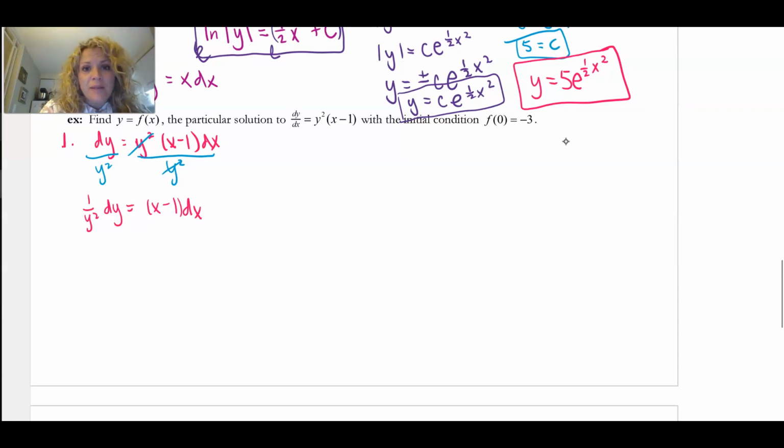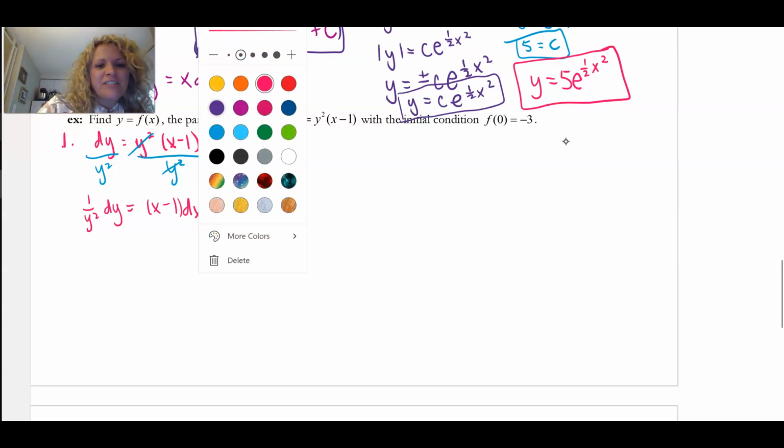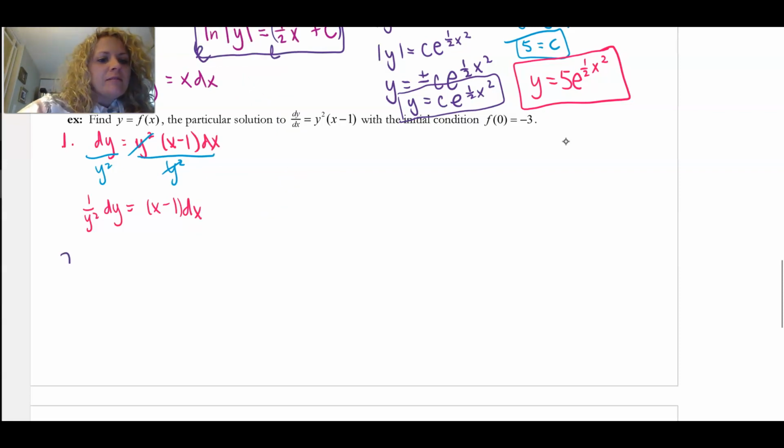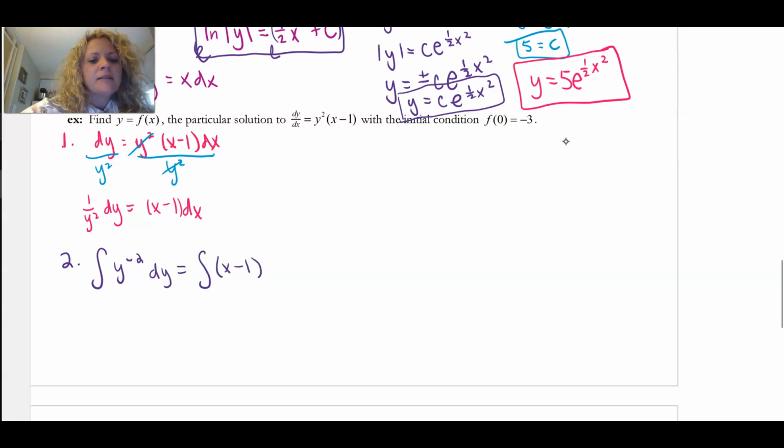All right, so now I would like you to pause the video in just a moment and try the next step. So we said after we separate, we integrate. So pause and try that step on your own. All right, going to the integration step. Instead of 1 over y squared, I'm going to rewrite that as y to the -2 power, because we're going to use our power rule on that. And then we'll keep our x minus 1 dx.